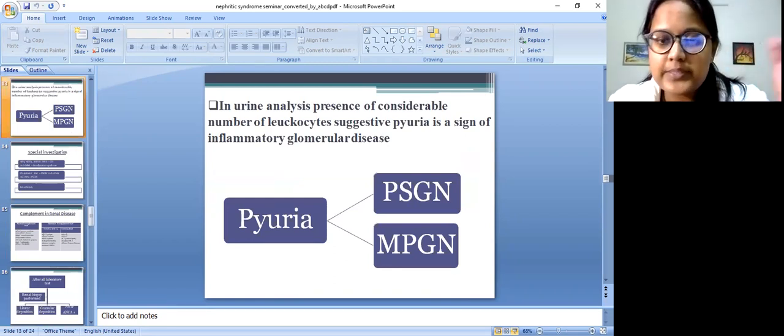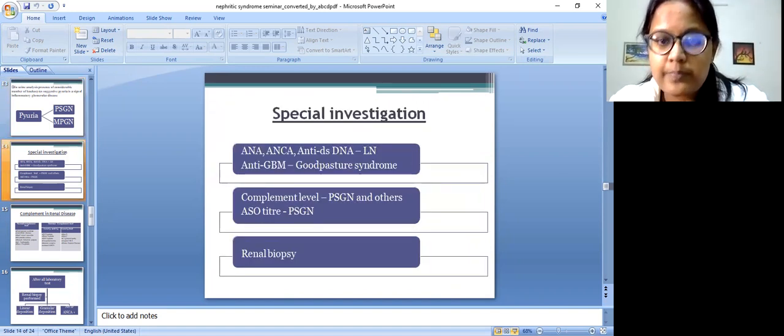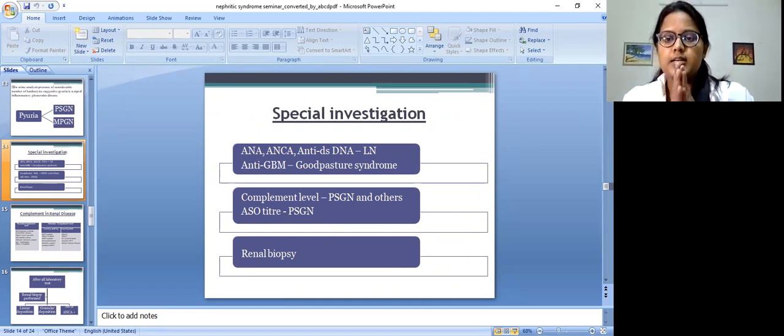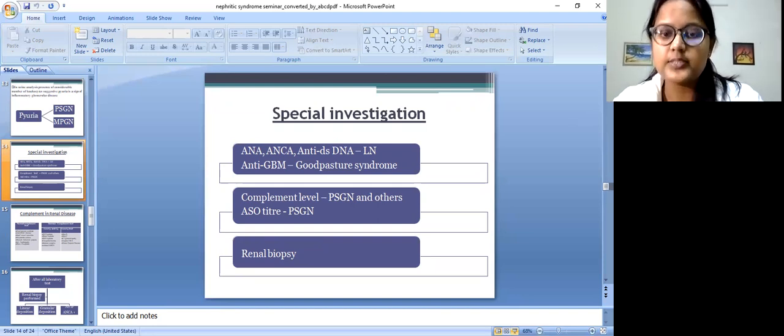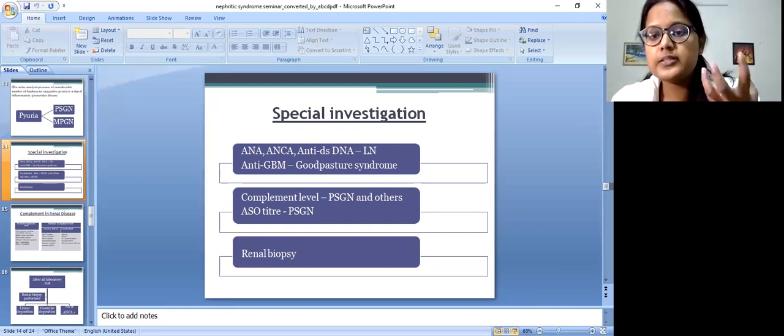Third is pyuria, basically WBCs in urine, which could be due to underlying infection or inflammatory cell deposition. For example, in post-streptococcal glomerulonephritis, you will have WBCs in urine. Now, after this basic urine analysis and 24-hour urine proteinuria, we will go for special investigations. You will decide about these investigations depending upon the overall clinical profile of the patient, because nephritic syndrome is not a disease itself, it is a presentation.